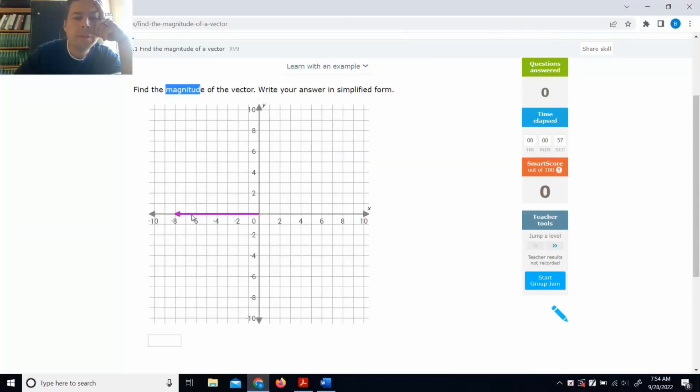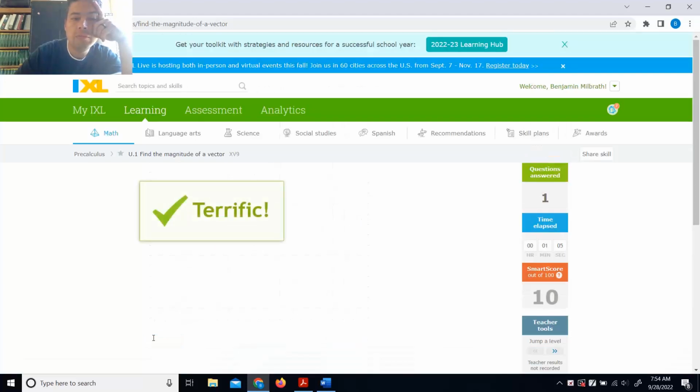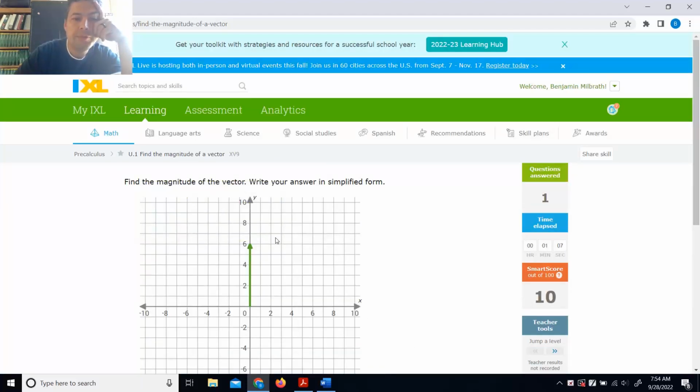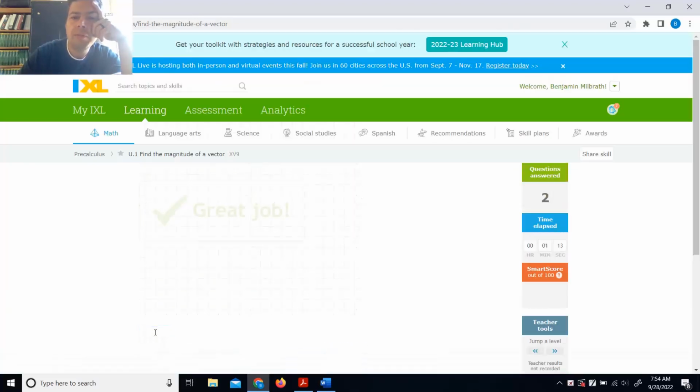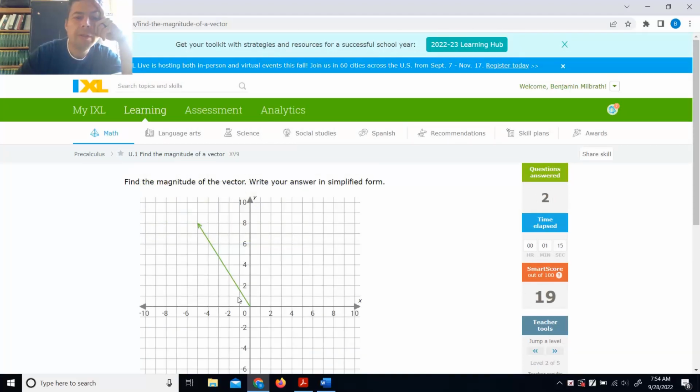So this guy starts at the origin, travels back 8 units. It has a length of 8, not -8, just 8. Terrific. This particular vector travels 6 units, has a magnitude of 6. I'm probably going to have you take this all the way to 100 because it's easy.